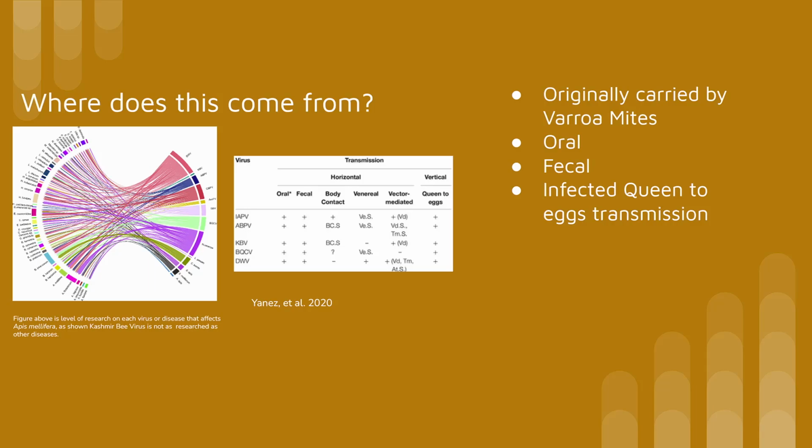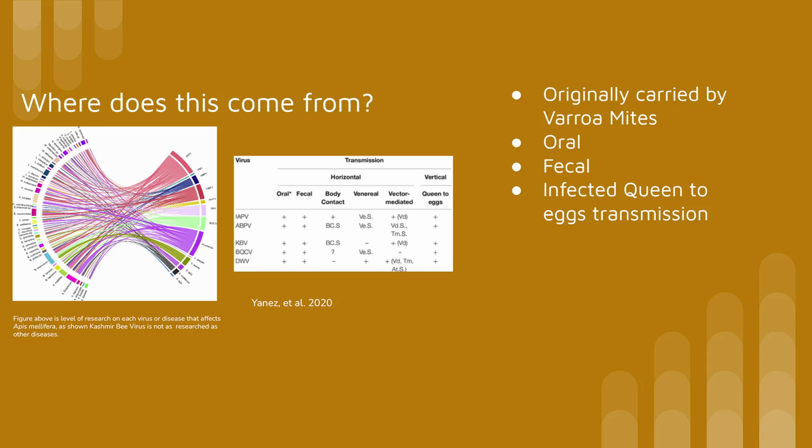And that's mainly because it's spread mainly through oral, fecal, and body contact. So the figure to the right has oral, fecal, body contact, venereal, vector mediated, and queen to eggs. As we can see, the pluses and the minuses mean something. So the pluses mean that they are caused by this.